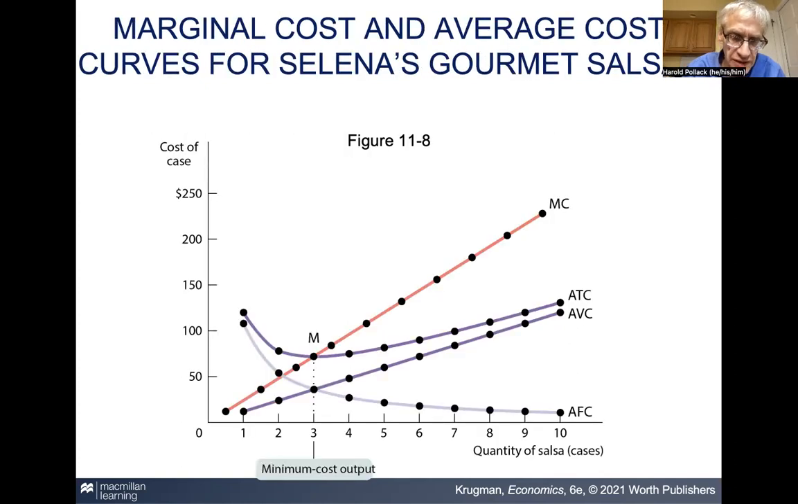So here's all the key points, and notice this point M, the really efficient production point, is where that marginal cost just hits the average total cost curve.